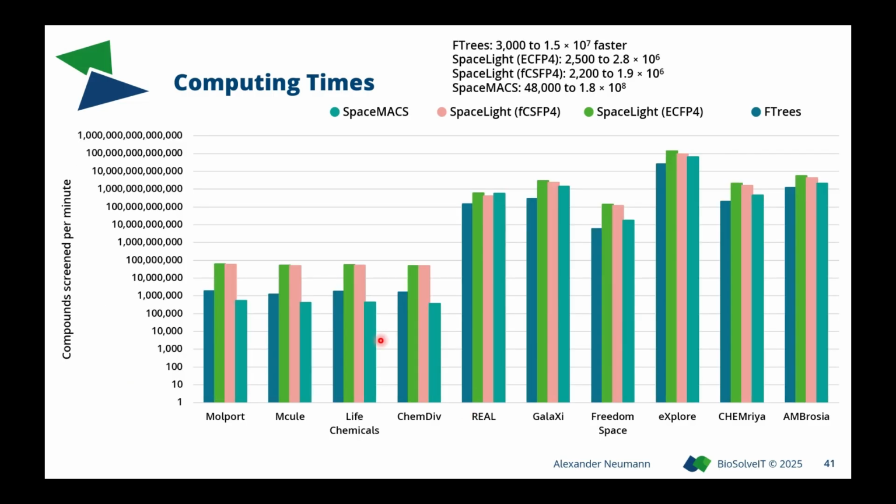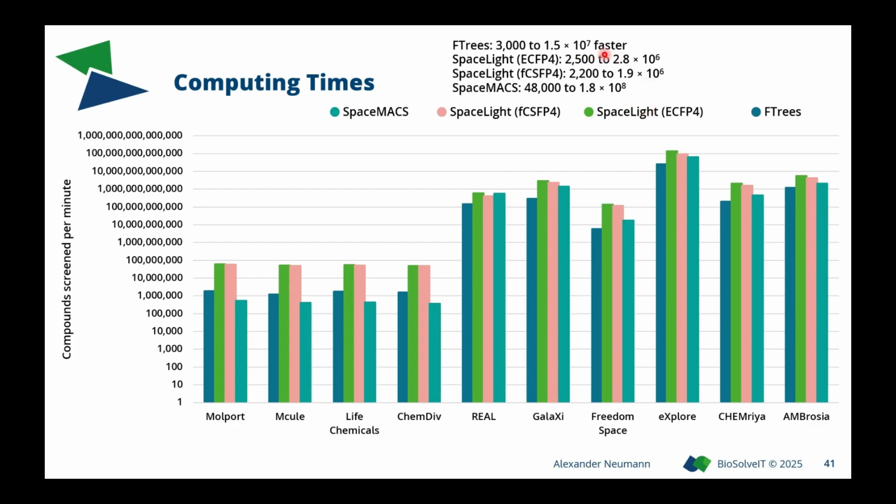If you put this into numbers, how many compounds can we screen per minute? You can see here for MPORT, we are reaching 100 million compounds for all of them. For SpaceLight, which is the fastest one, and 1 million compounds with SpaceMax, and, what is this, I think 70,000 with F-trees. Whereas in the case of our combinatorial libraries, we start to hit way larger numbers. I want to count the zeros right now.